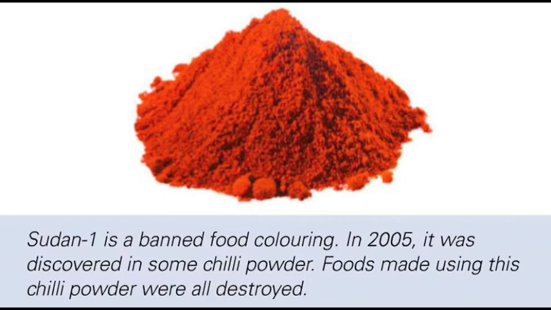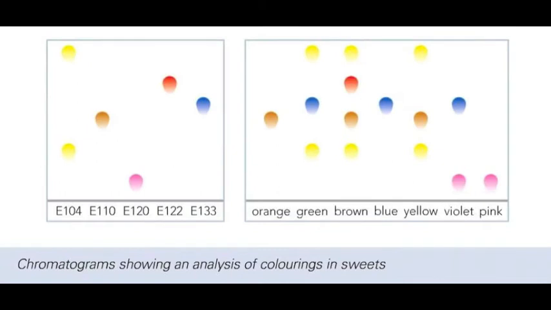Scientists at the Food Standards Agency use chromatography to separate and identify food colourings. This helps to keep our food safe. The police use chromatography to analyse DNA samples to work out if suspects have been at a crime scene.